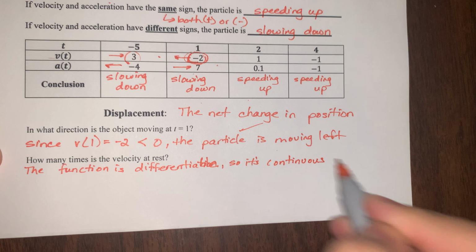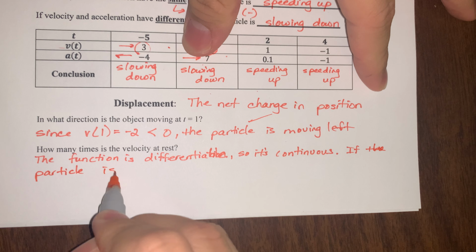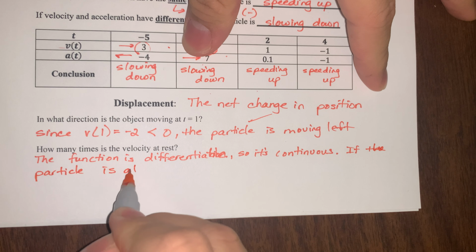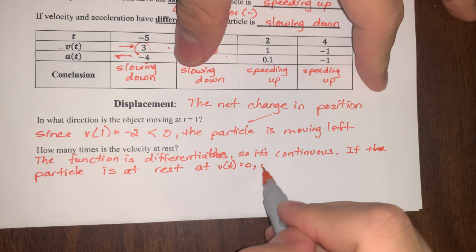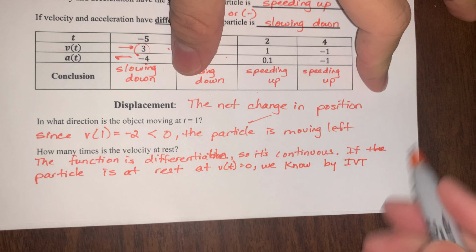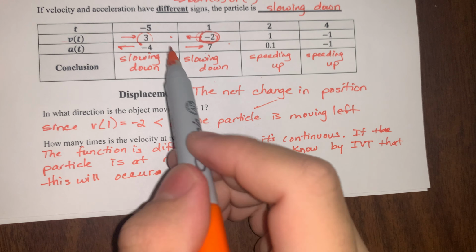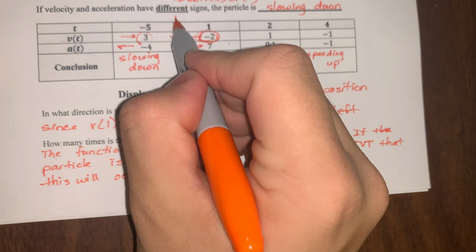So the function is differentiable, so it's continuous. And if the particle is at rest, v of t equals 0, we know by the intermediate value theorem that this will occur at least 3 times, right? And that makes sense because it shifted gears here, so it has to at least happen once.